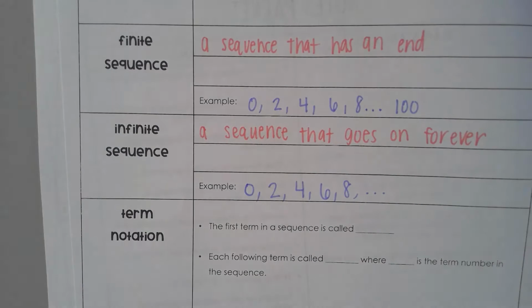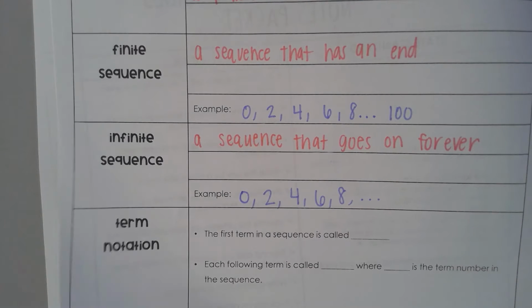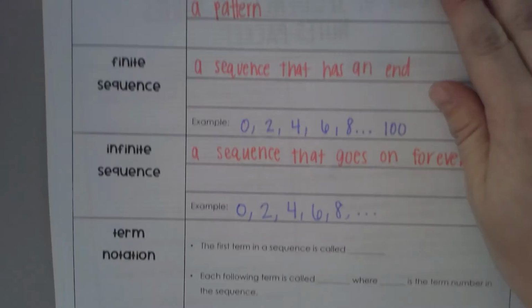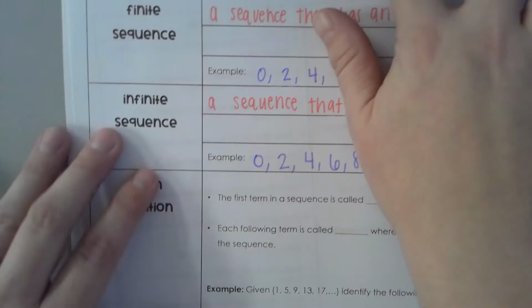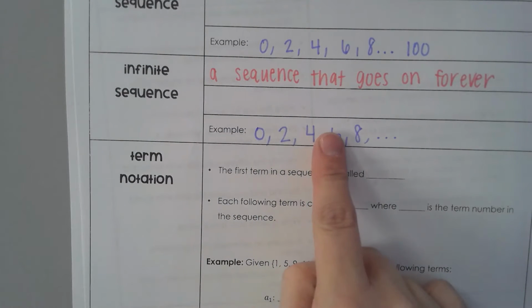Now in our sequences, each number in a sequence we call a term. And so this is a term, that's a term, a term, a term, a term.